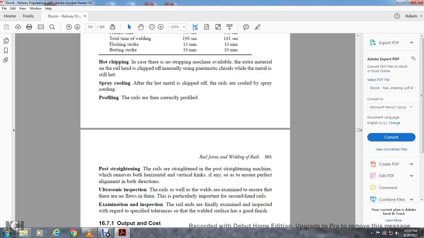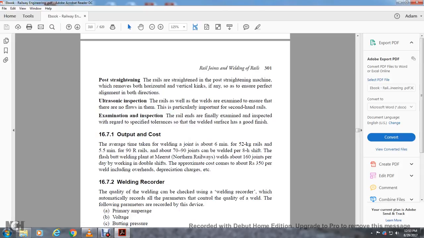Sonic inspection: the welds are also examined to ensure there are no flaws in them. This is particularly important for second-hand rails. Inspection: the rail head ends are finally examined and inspected with regard to the specified tolerance of the welded surface, with a good finish.